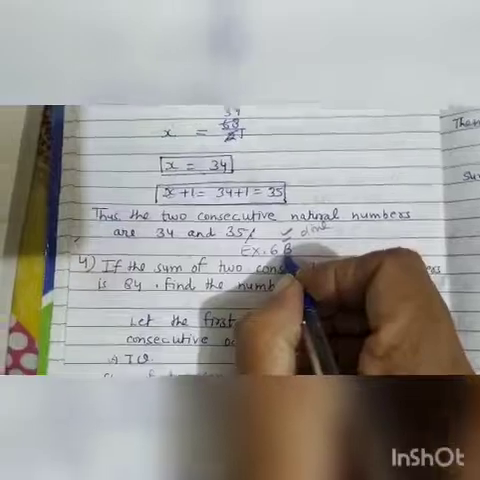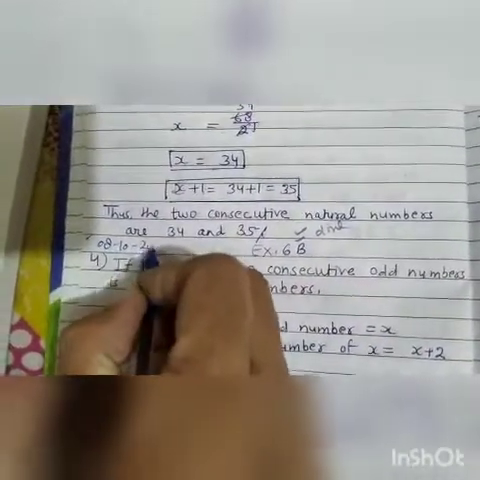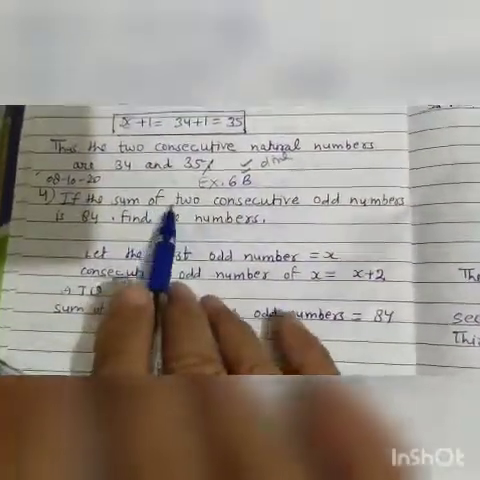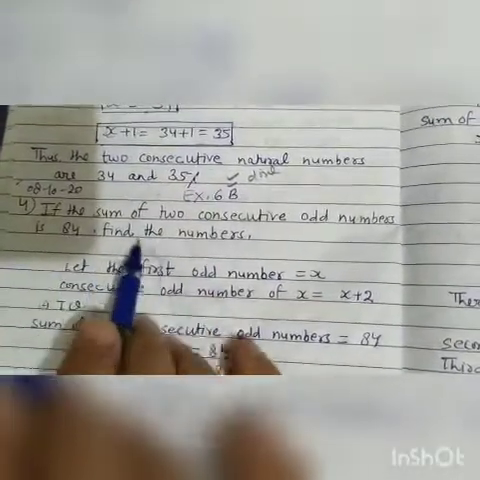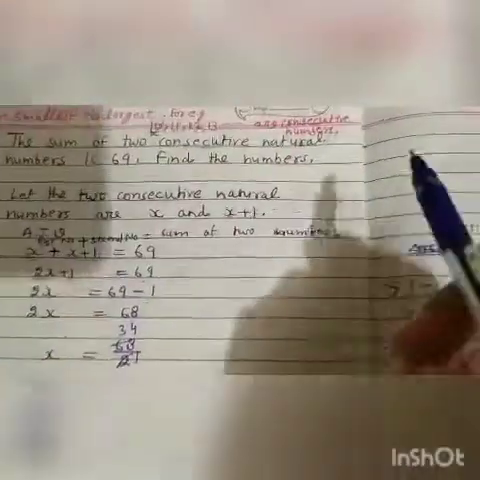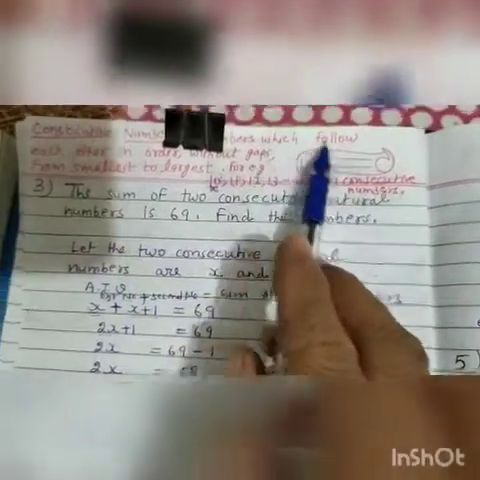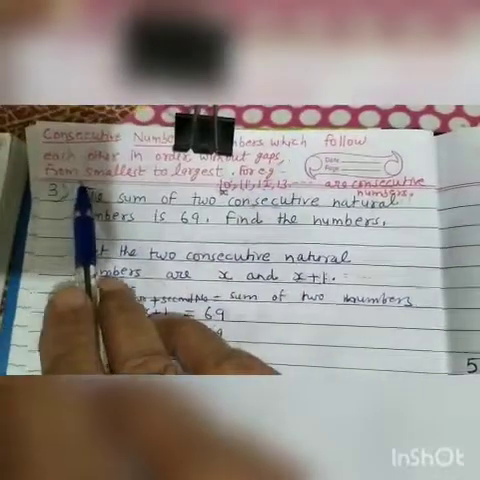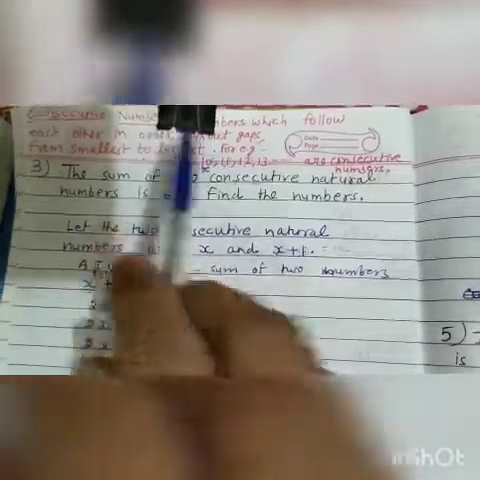Exercise 6b. Question number 4 is, if the sum of two consecutive odd numbers is 84, find the numbers. In the previous class, I also explained what consecutive numbers are. Numbers which follow each other in order without gaps from smallest to largest are known as consecutive numbers.